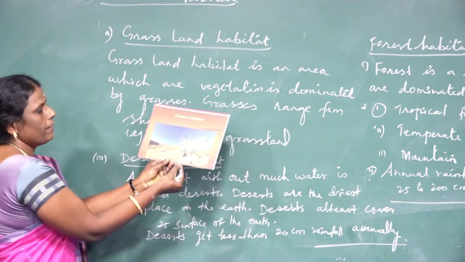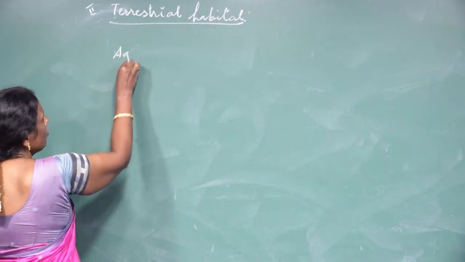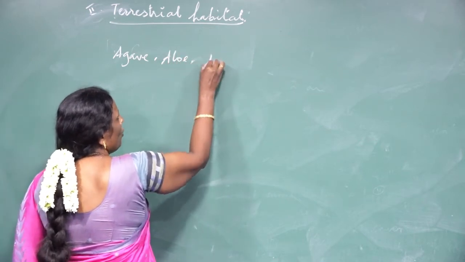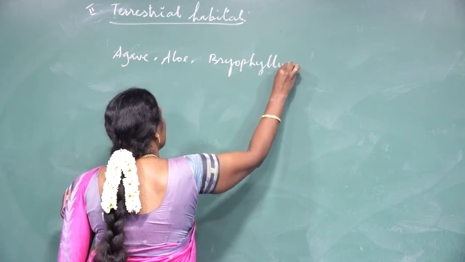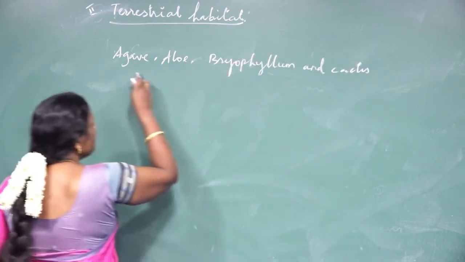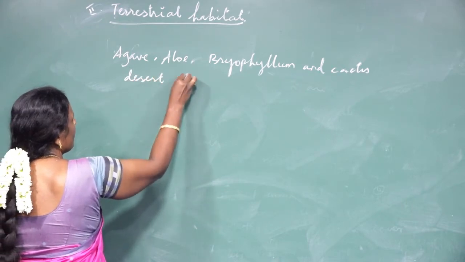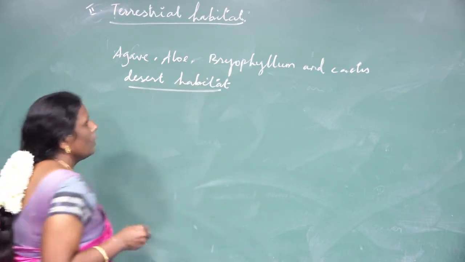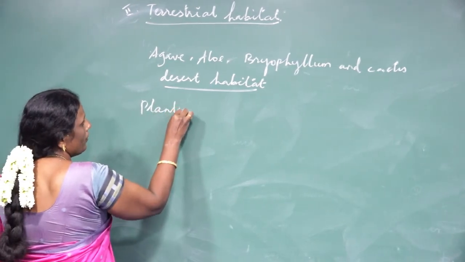It is the desert habitat. What is this? It is the desert habitat. Plants like agave, aloe, bryophyllum, and cactus. These plants are living in this desert habitat. Okay, our next topic is plant adaptations and modifications.